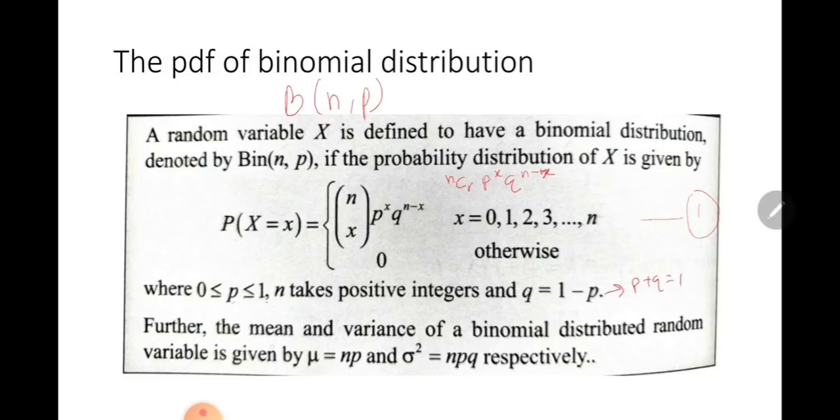Okay, so further, the mean and variance of a binomial distributed random variable is given by np, and sigma squared, the variance, is given by npq. So you can always prove this. Okay, if we have the mean, the mean is E(X). Okay, so E(X) is the summation of x P(x) equals to x. Okay, so if you derive this, you will get np using the probability here. Okay, you take it as this one because it's a binomial distribution. Okay, so you will get np, the variance will be npq.